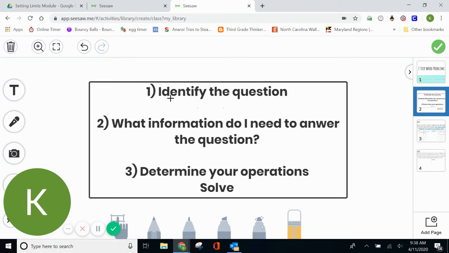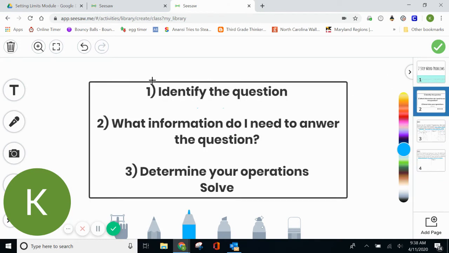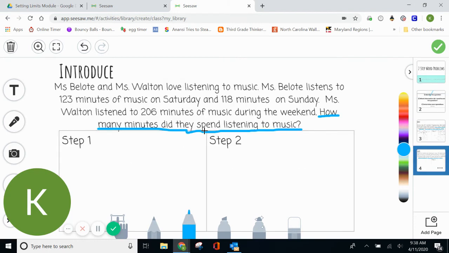So once again, I'm going to do step 1, which is identify that question. In this case, it's how many minutes did they spend listening to music? So anything that has to deal with music, I know I'm going to have to underline. And I can confirm this here with step 2. Check that off. What information do I need to answer the question? Since I'm looking for anything dealing with music, I'm going to go back to my problem.